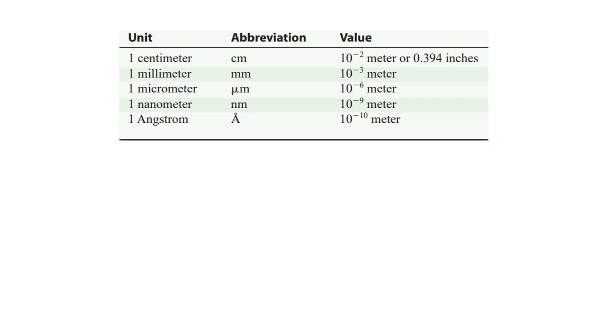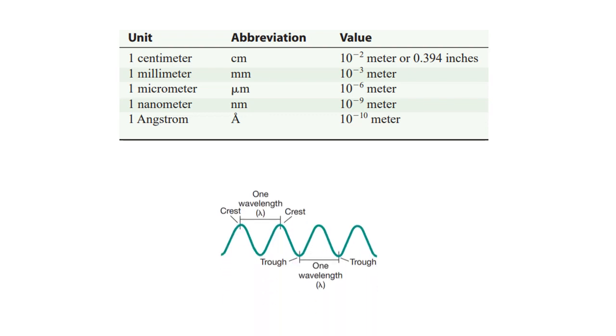And out of these, micrometer, nanometer and angstrom are very frequently used values. These three are very important. Micro means 10 to the power minus 6, nano means 10 to the power minus 9, and angstrom means 10 to the power minus 10. If here is meter, you can put meter here also. Okay. So after this, we must know about the wavelength.